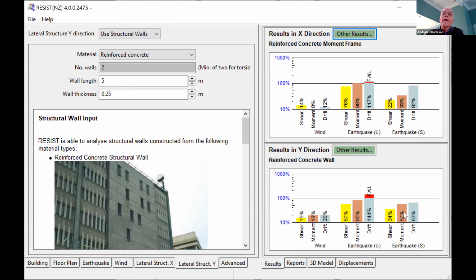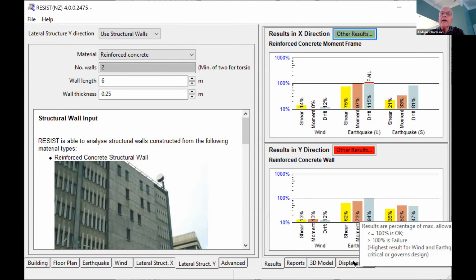Okay, well, look, I've got 2 problems here. First of all, I've got this flashing red light. And I think you know what that means, don't you? It means danger. And second, you can see the walls are failing in drift. They're a bit too flexible. So let me solve the drift problem by making the wall a bit longer. There, 6 meters long, and the drift is okay.